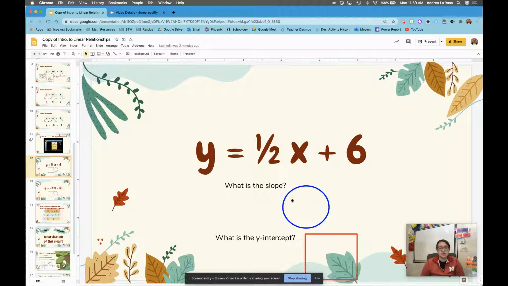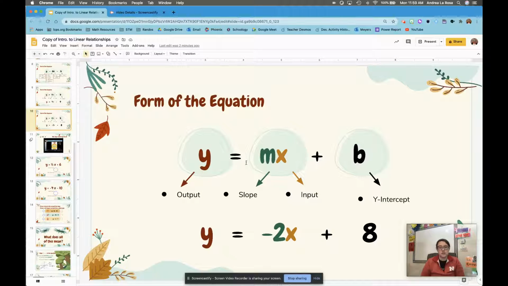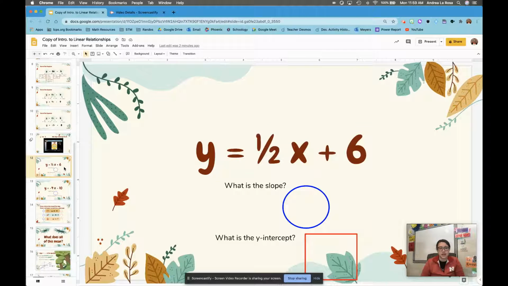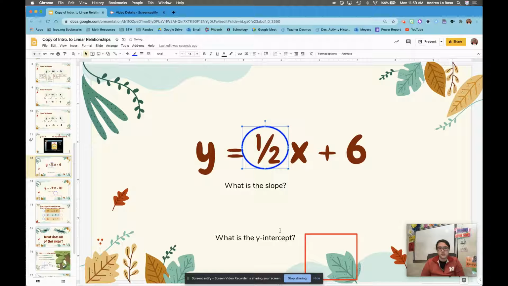Now, looking at these examples, I want you to put this blue circle around the slope. Like we talked about up there, the slope is the number in front of the x. That's the number that goes with my x. So here, the slope, the number in front of the x, is 1/2. So there's my slope. And then my y-intercept is my +6. Remember, the plus or the minus in front of that y-intercept has to go along with it. Make sure they stay together.